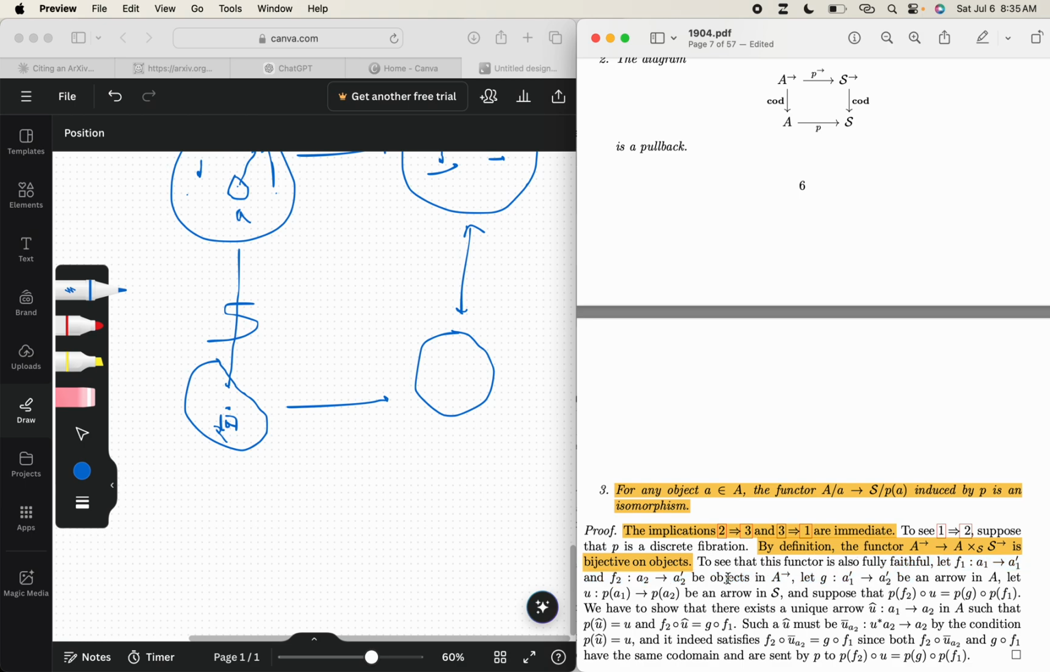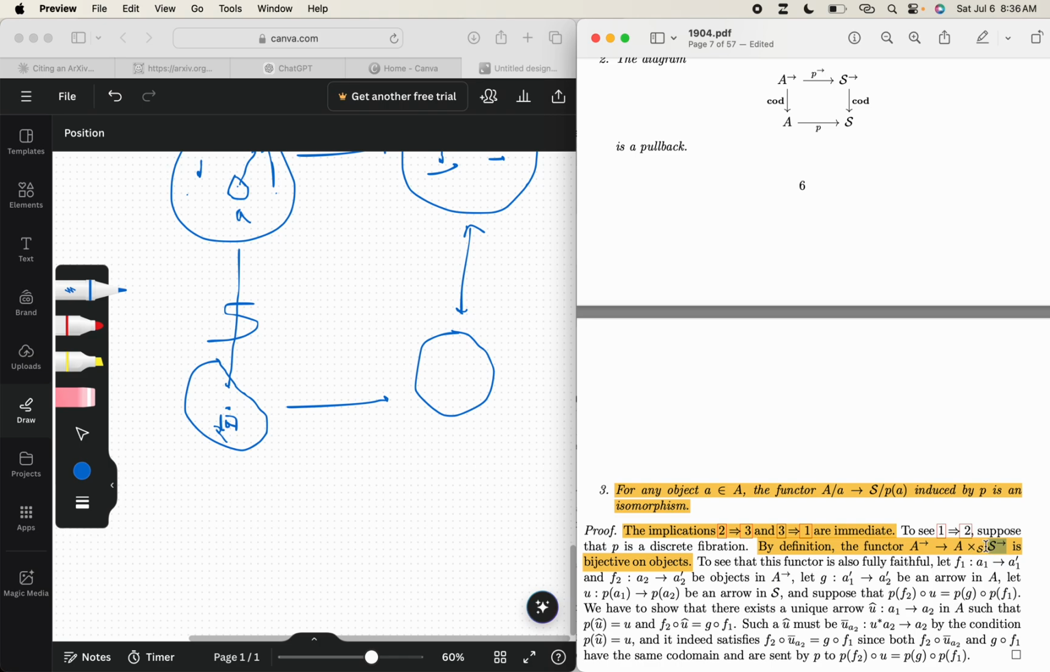Okay, so if it's going to be bijective on objects, the thing is that I believe the objects of the arrow category are arrows. And I'm pretty sure the arrow category is the one with commutative squares. So you map one arrow to another if you can find a map from the source to the source and the target to the target. And the pullback of A, which is just some category, and the arrow category of S.